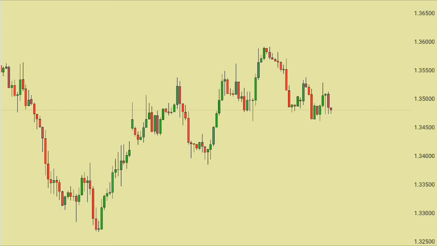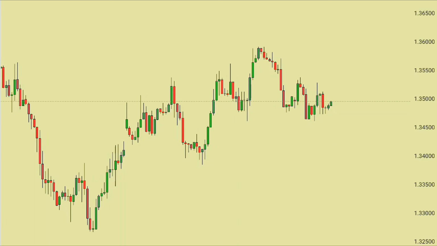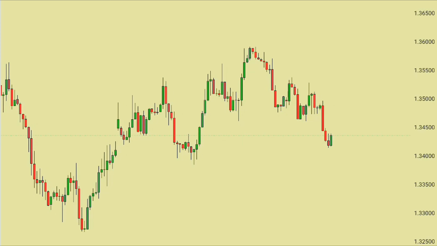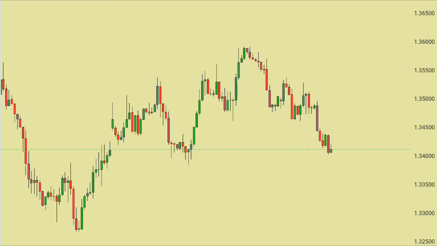Now watch this. Break of structure. This confirms the breakout was a trap. Price drops into this demand zone. This is where institutions actually buy.